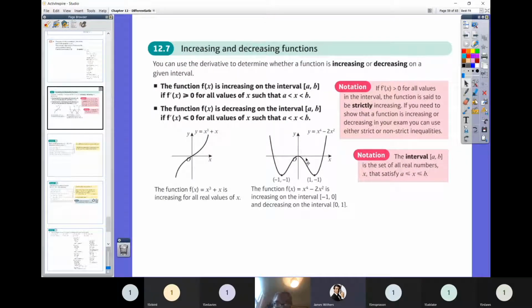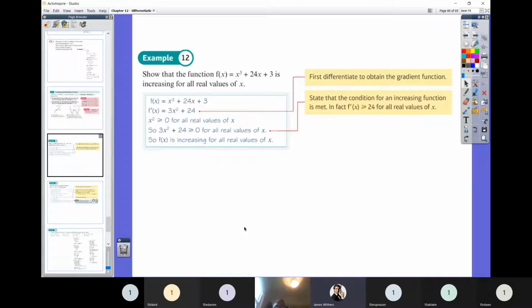Much more likely is they'll just give you an equation and you have to do it from that. So let's say we've been given in this example 12 this cubic graph here. Show that the function is increasing for all of x. So if it's increasing, it's going to have a positive gradient. It's going uphill. So let's differentiate it. Let's work out f dash x. When we differentiate this, remember you multiply by the current power, reduce the power by 1, we get 3x squared plus 24.